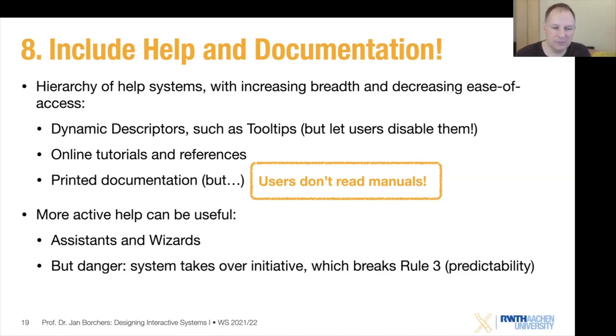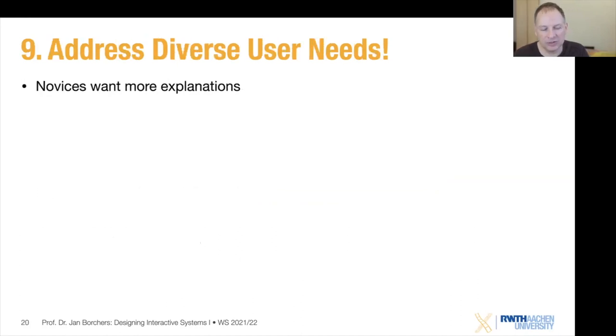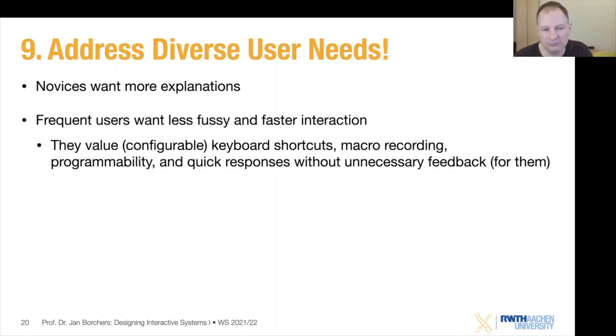Now, rule number one said keep things simple. And rule number nine is a typical example of one that will conflict with rule number one, because rule number nine says address diverse user needs. What do we mean by this? Well, there is one dichotomy that we've talked about already, the novice expert dichotomy of users. It's an overused term and dichotomy, and there are many other fine details in how users differ than just novices versus experts, but it's one that we can often identify in a user population.